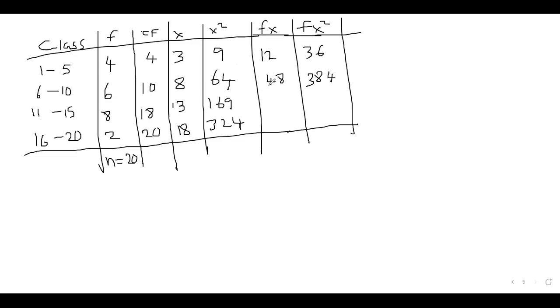People make a mistake of squaring these to get that. No, no, no. It is f times x and f times x squared. So you're starting with f. So 6 times 8, we got 48. Again, before we got that. So here it would be 8 times what?